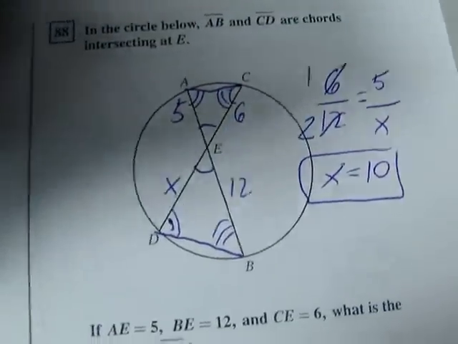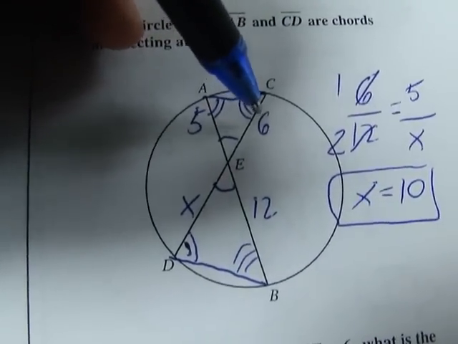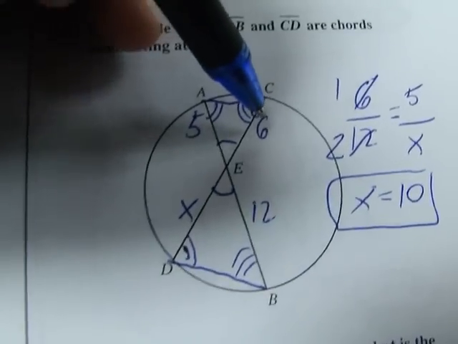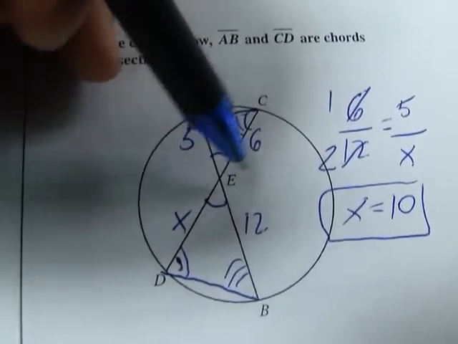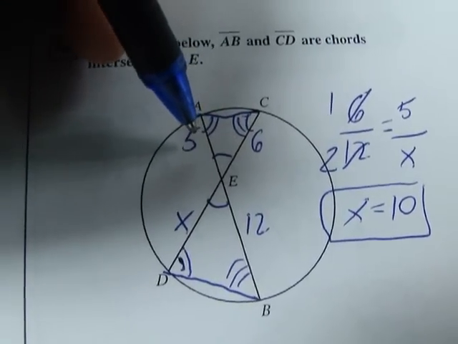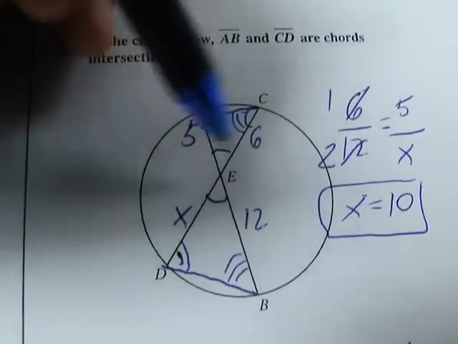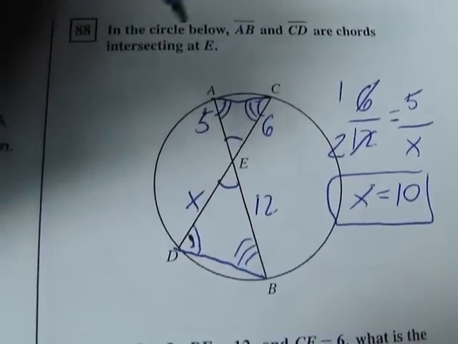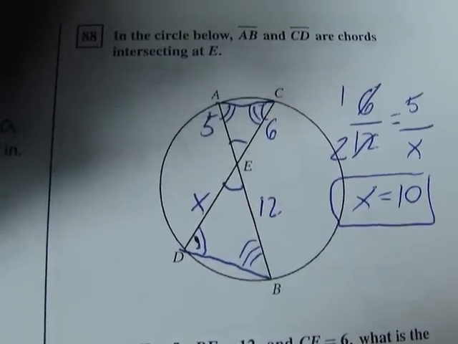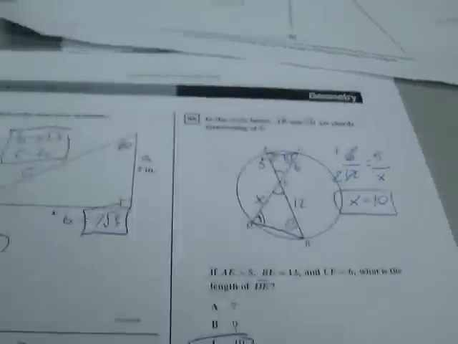Okay? The other way to think of it, quite simply, is that you can always set up a proportion with intersecting chords. The sides on one side of the intersection will be proportional to the ratio of the sides on the opposite side. So 6 over 12 equals 5 over x. The stuff with the similar triangles only helps prove it, that's all. It doesn't help solve it. Okay, so there you go. The answer is C equals 10. And that is number 88.